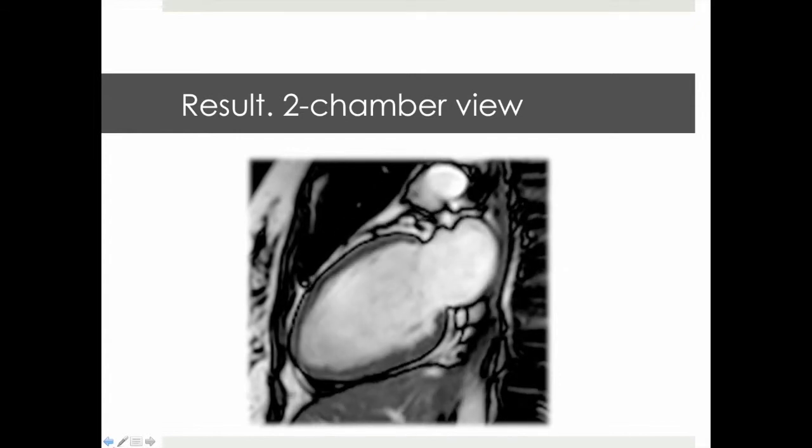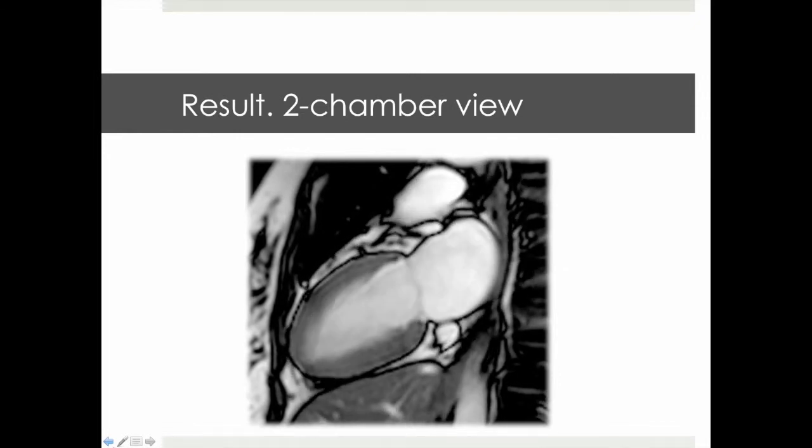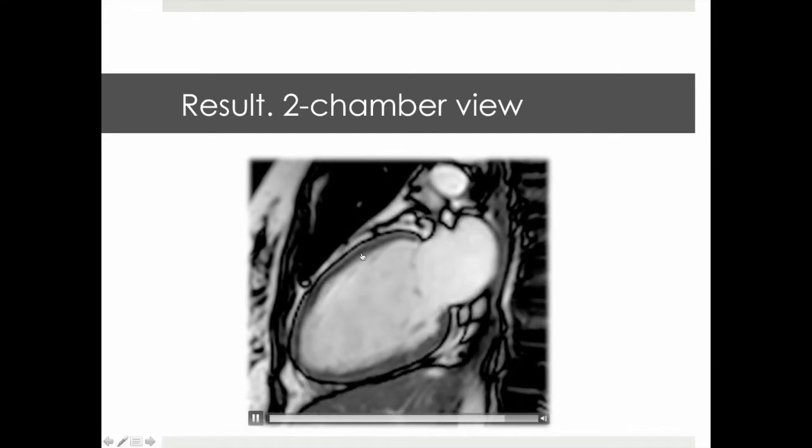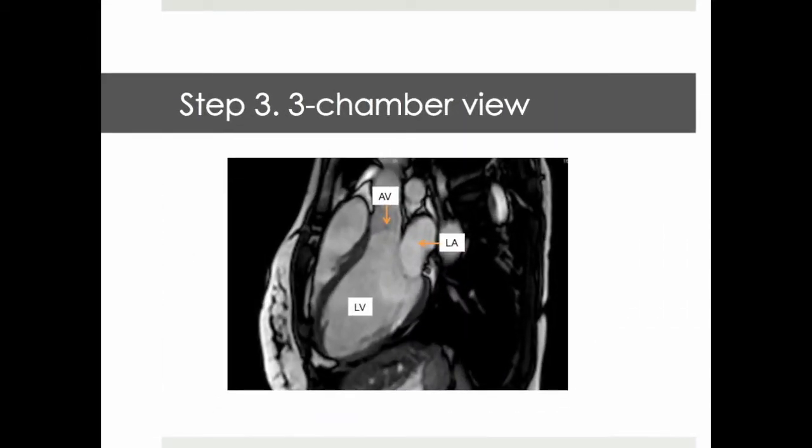And here comes our result, 2-chamber view, a very important view for appreciation of regional wall motion abnormalities in anterior wall as well as inferior wall.